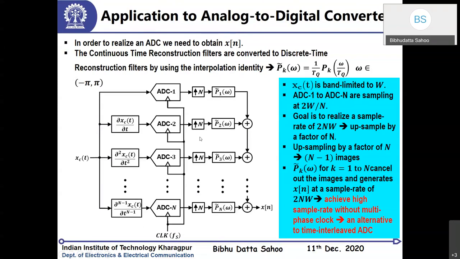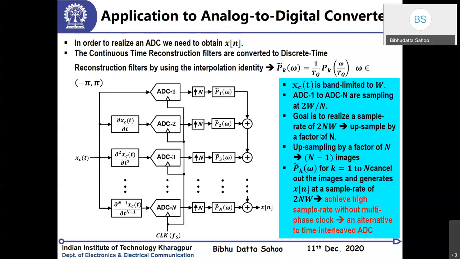Now the output should appear at n times the sample rate of these ADCs, n times FS. So that means we upsample. Very simple upsampling. Pass it through digital reconstruction filter P1 tilde omega. Keep in mind P1 tilde is obtained from the continuous time by using the interpolation identity, which I'm stating without proof. So XCT is band limited to W. ADC 1 to ADC N are sampling at twice W by N, so I am sampling at 1 nth the rate I'm supposed to sample. Same as in time interleaved, but with a single phase clock.